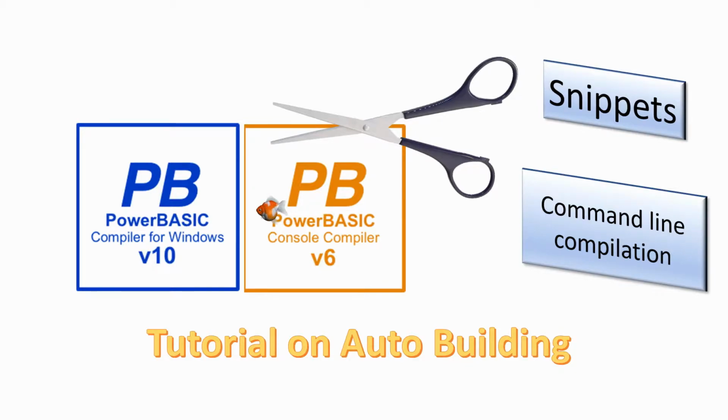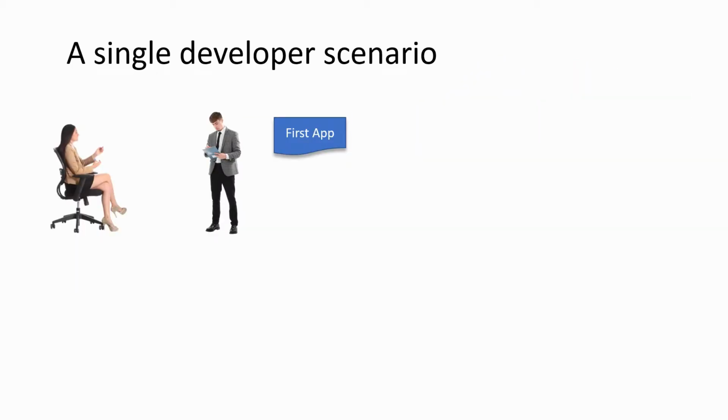Auto building. Let's consider the scenario of a single developer who gets told by their manager to build an application to perform a specific task. The developer takes notes, gathers information for the requirement, and then creates the application. It works and the manager is pleased.